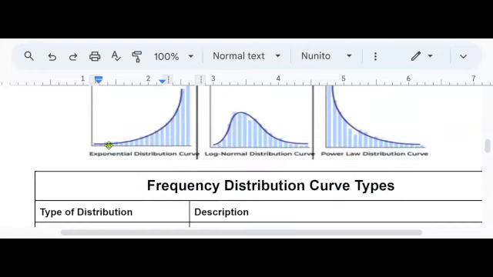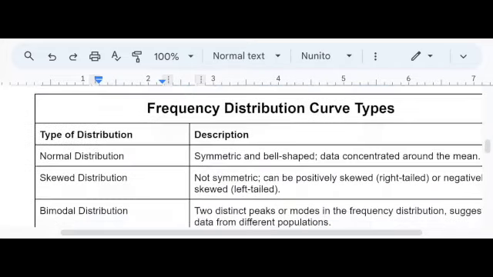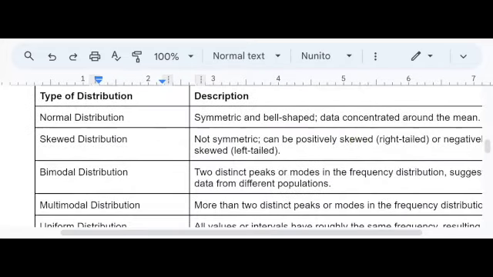Now this is called exponential distribution. This one is called log-normal distribution. It's like a logarithm. And this one is called power law distribution. Okay? And the meaning and the description for each one of them is written here.